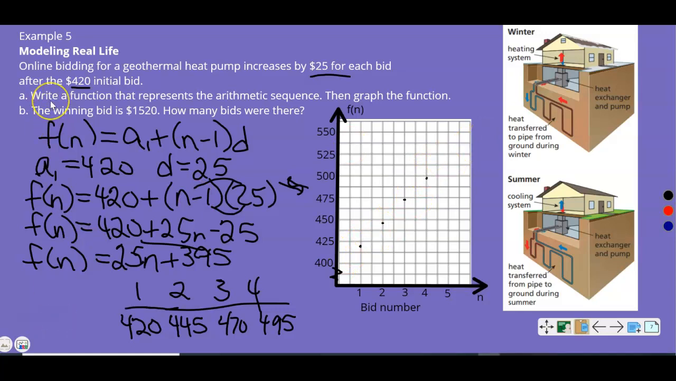So that is part A. It says write a function and then graph it. Here's our function, and then we graphed it as well.